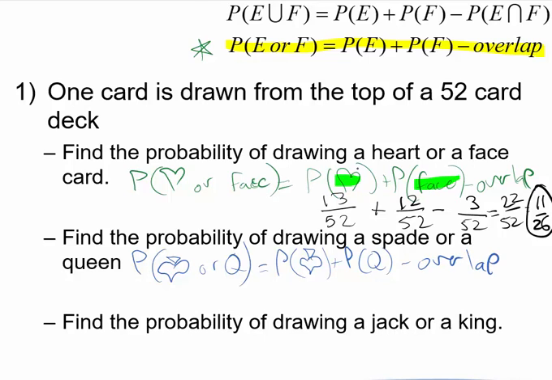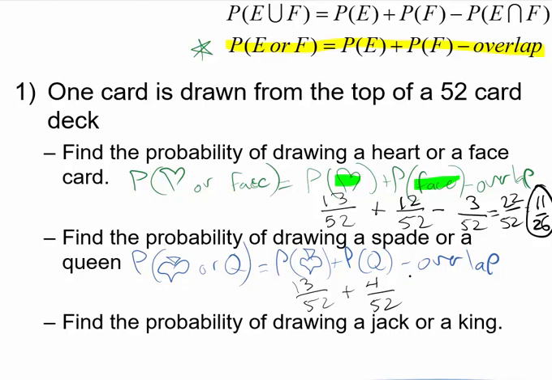So if we think about it, spades and hearts, actually, there should be the same amount of them. That's just a suit. So that's also 13 out of 52. If you count them up, there's 13 spades in the deck out of 52 cards, plus there are 4 queens in the deck out of 52 cards.